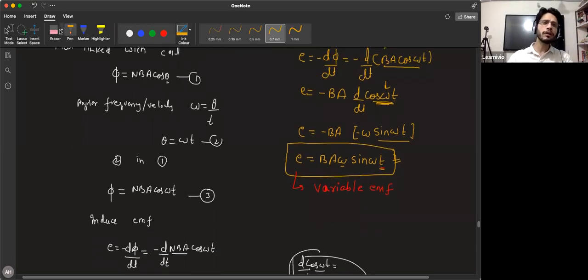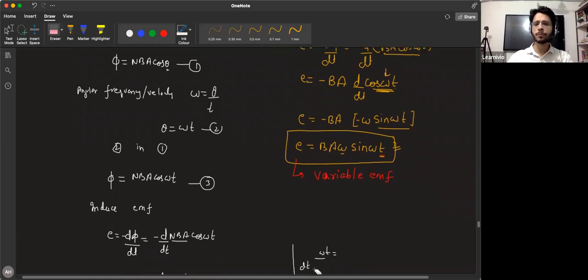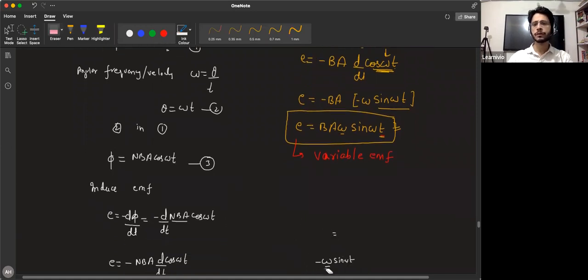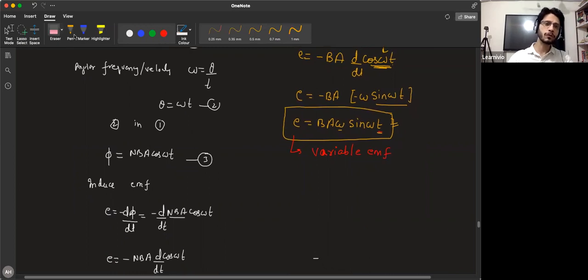Now, if you want, you can plot the E versus time graph. But first, before plotting the graph, let's calculate the maximum value of EMF. See, EMF depends upon sine omega t. When this EMF is maximum, for what value of sine omega t is the EMF maximum? Tell me.